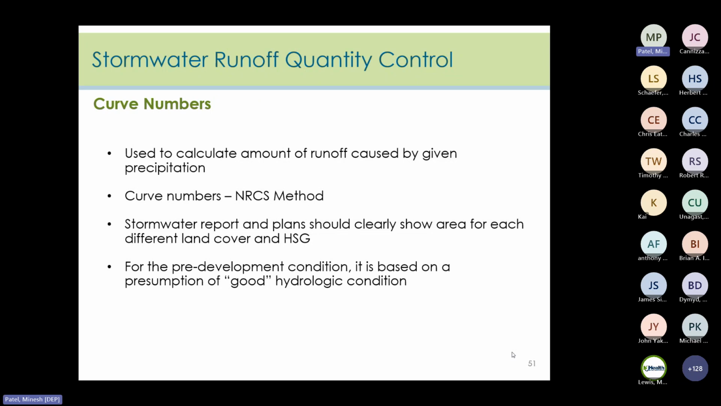Curve numbers are associated with the NRCS methodology and are used to calculate the amount of runoff caused by a specific amount of precipitation. The reviewer must be sure that the curve numbers correspond with each specific area based on land cover and hydrologic soil groups. The curve numbers are based on a presumption of a good hydrologic condition unless the design engineer provides evidence showing different conditions. Again, this was covered in Module 2.